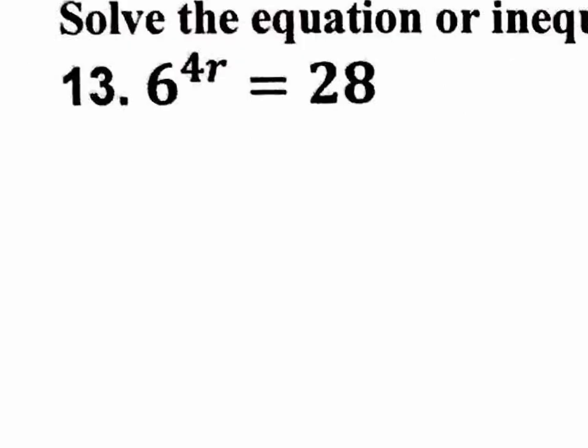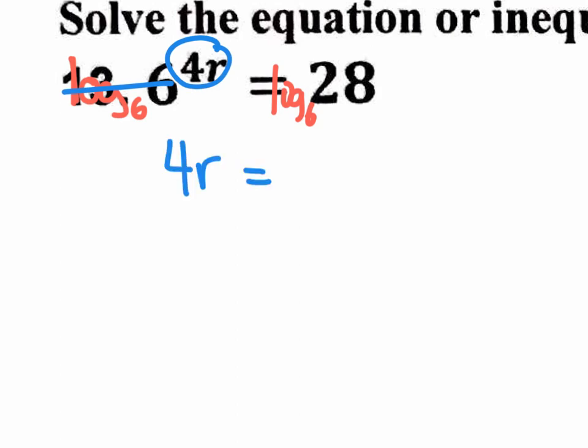So you want to solve for r. Where's r at? It's in the exponent position. You don't want the r to be an exponent of base 6. So you want to get rid of that situation that has a base 6. So you're going to apply a log base 6 to both sides. So when you apply log base 6 to both sides, the log base 6 of 6 cancels out. The 4r comes down. That's the left side of your equation. And of course, the log base 6 of 28 is the right side of your equation.